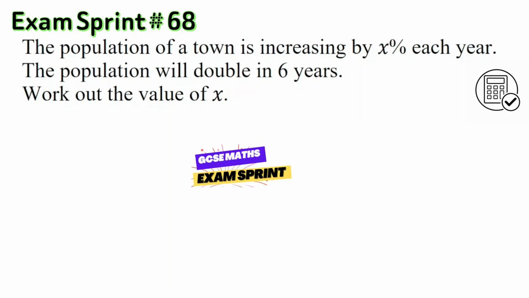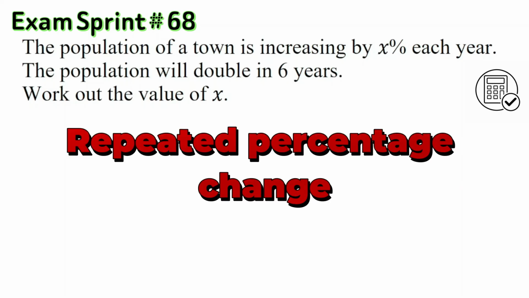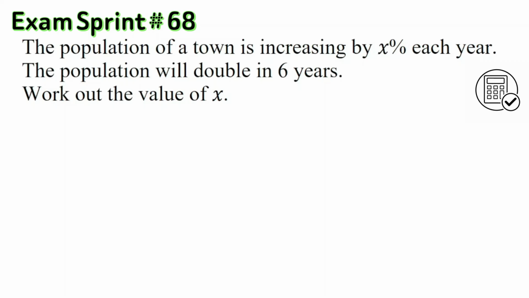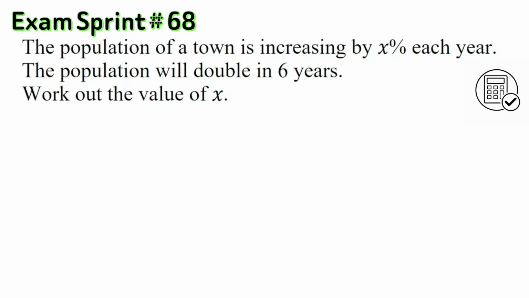This is a popular GCSE Maths exam question about repeated percentage change. Most repeated percentage change questions contain a percentage that is a number: 12%, 4%, 5%, 6.5%. Then it's quite easy. However, this one, with an unknown percentage, many students struggle because you cannot do this question in the way that you normally do the other questions. So it's a really good question. Pause the video and give this a try.